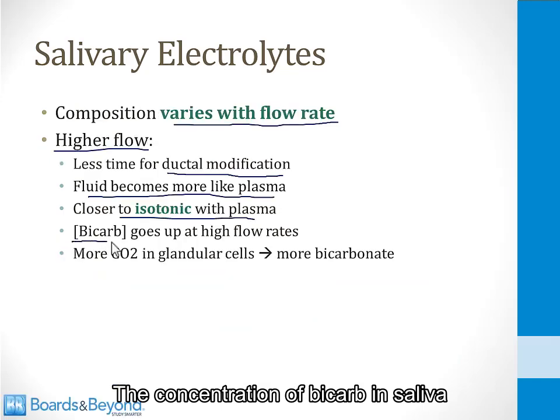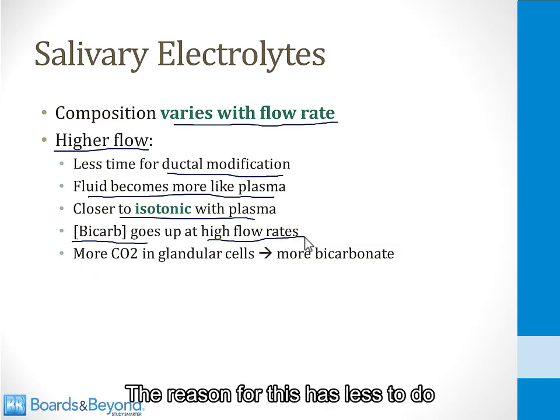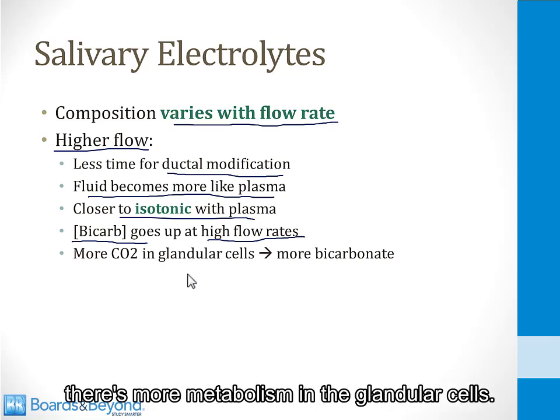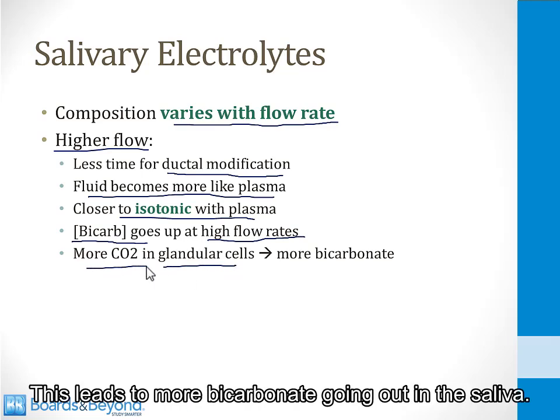The concentration of bicarb in saliva also goes up at high flow rates. The reason for this has less to do with the flow rate of saliva. It has more to do with metabolism. When there is a higher flow of saliva, there's more metabolism in the glandular cells, therefore they generate more carbon dioxide. This leads to more bicarbonate going out in the saliva.